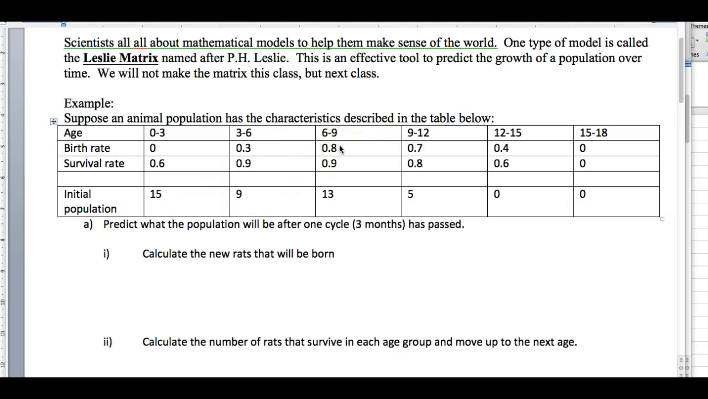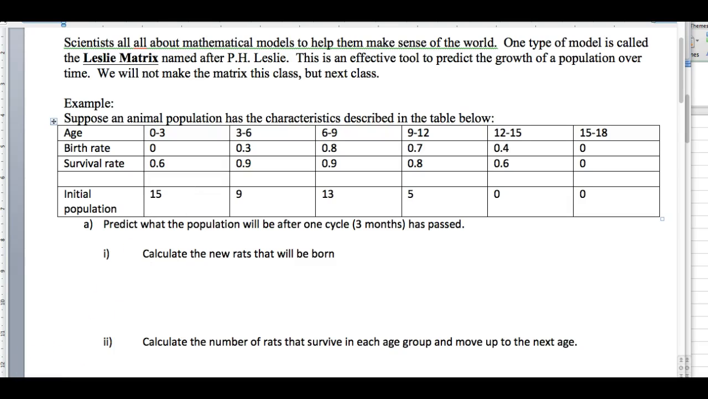Similarly, the adults in this category, 80% of them will have an offspring that will also go into this category right here. Anybody new is going to be in this first category. And then 70% and 40%, so on, all the babies are going to go into this one right here, initial population. So once we span a 3-month period or a 3-year period, this 15 moves on, and now we need new babies. Where do those babies come from? Well, they come from this birth rate of each one of these groups, and they all go right in here.